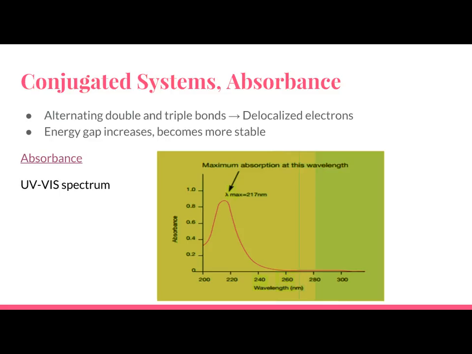So for absorbance, the peak absorbance wavelength basically means that at that wavelength it's colorless because it absorbs all the light.